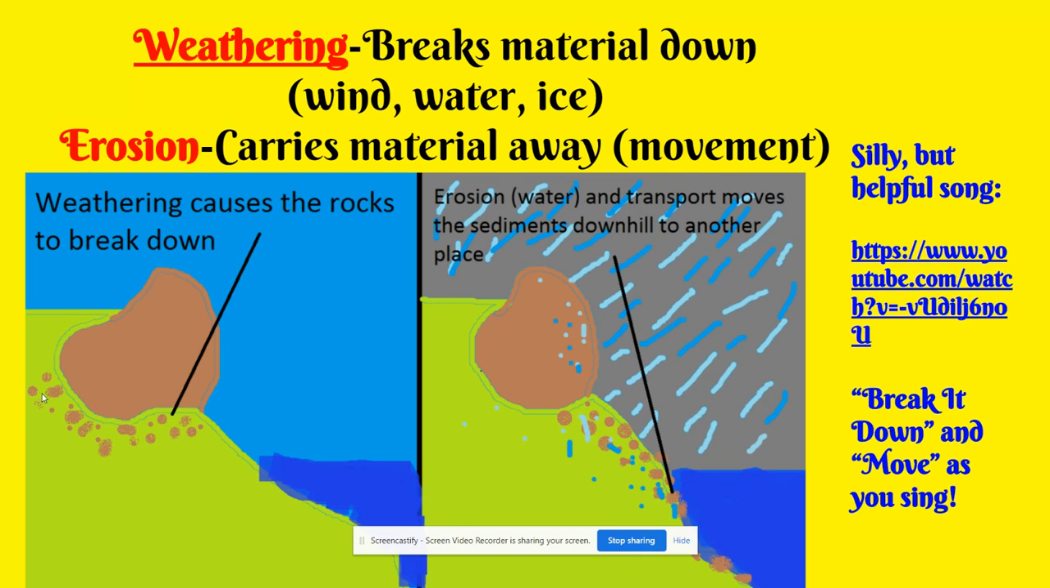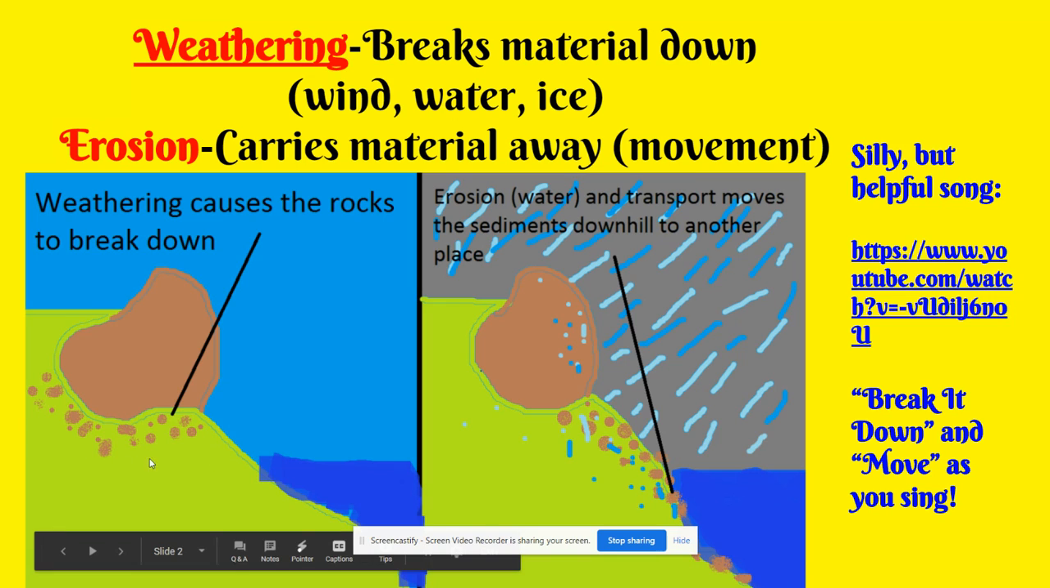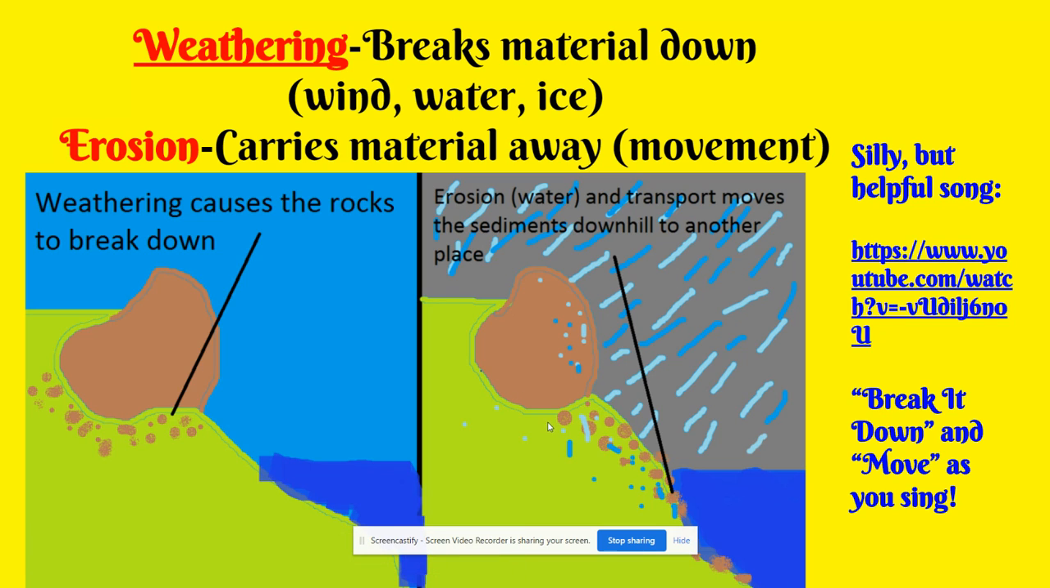So here we see the pieces of the rock that were broken down. We see that the rain is falling and the water is moving, and because it's been broken down, it's so easy for it to be moved away.